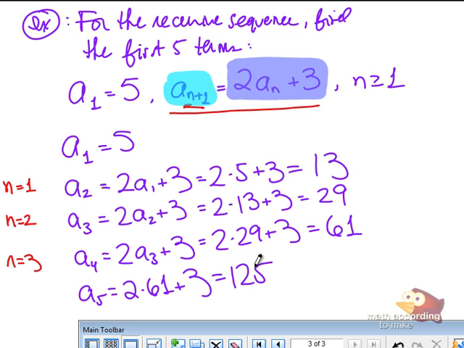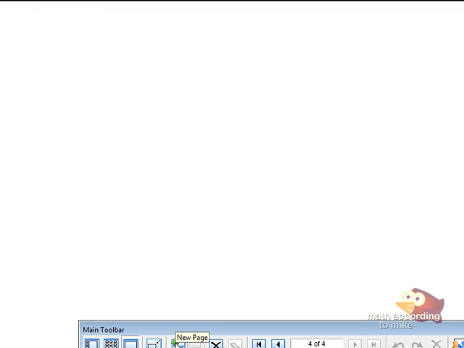So a recursive sequence is one where the next term is based on the previous term or terms. Let's do one where the next term is based on more than one term. Questions on this one? All right. The next one is a very famous sequence. If you know what's going to happen, don't tell anyone. It's like ruining a movie.